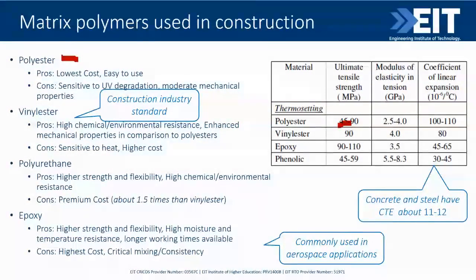So polyurethane is the next one. This is probably the best. It doesn't really appear in my table here, however, because it's still too costly for construction, that's the only reason. It has higher strength and flexibility, very high chemical and environmental resistance. So it is a very, very good material for this. The main disadvantage of this is the premium cost. It's about 1.5 times costlier than vinyl ester.